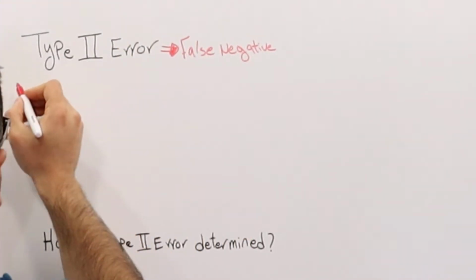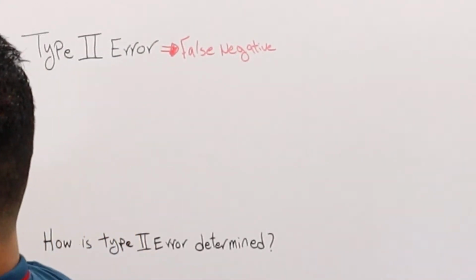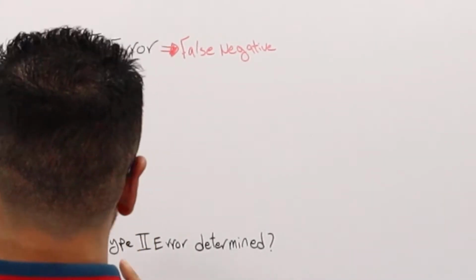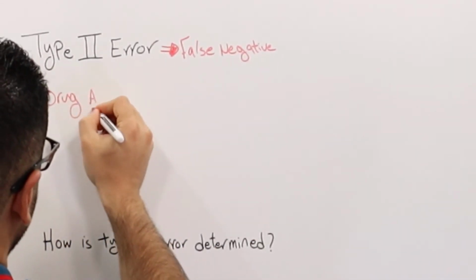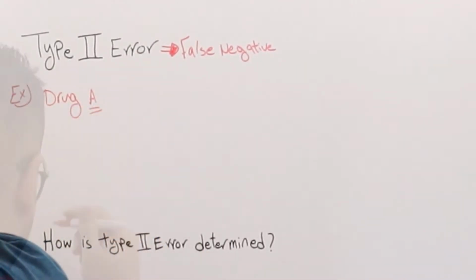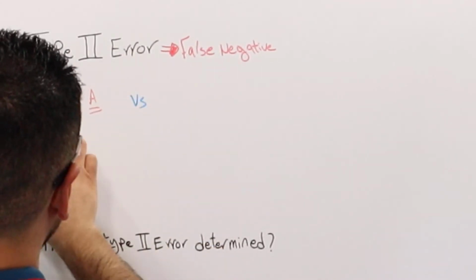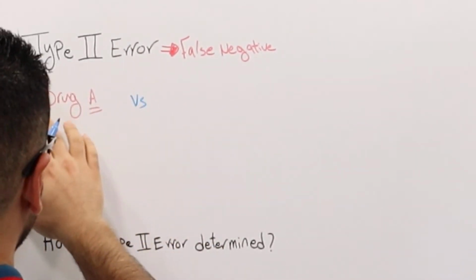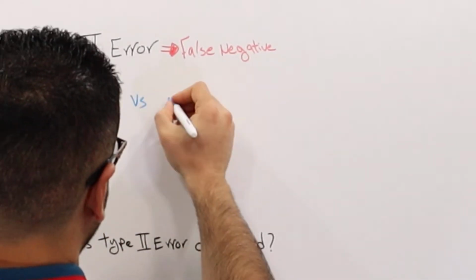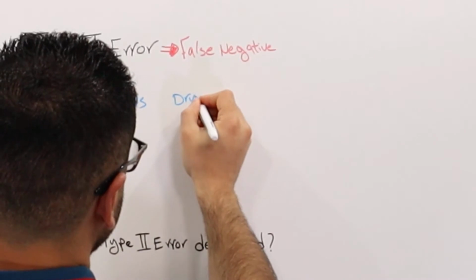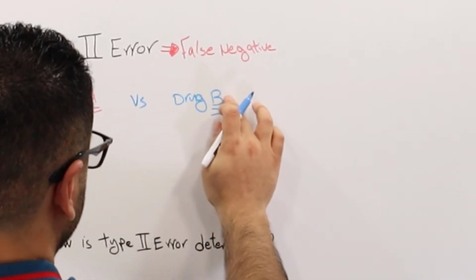Let's take an example to better understand what type 2 error means. Let's go to the same example that I used for type 1 error. Here we're going to use drug A, which is the medication that the researchers are working on to prove that it's better than drug B in type 2. The researchers are trying to prove that drug A is better than drug B, which is a drug that already exists in the market.